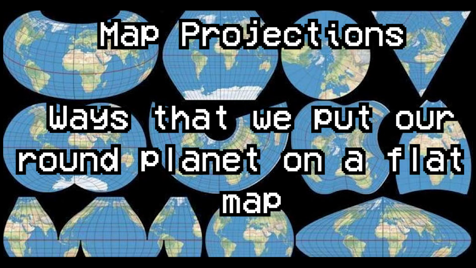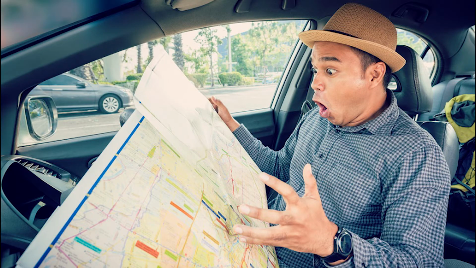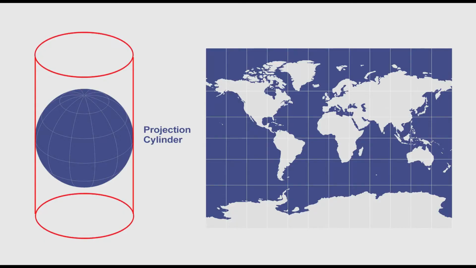Next, we're going to talk about map projections, which are ways that we put our round planet on a flat map. Like we talked about during the last Rad Dudes of Geography, the world is round. However, we still need to have a flattened version of it so we can carry around maps while also being kind of accurate. Now, first up, we've got cylindrical projections.